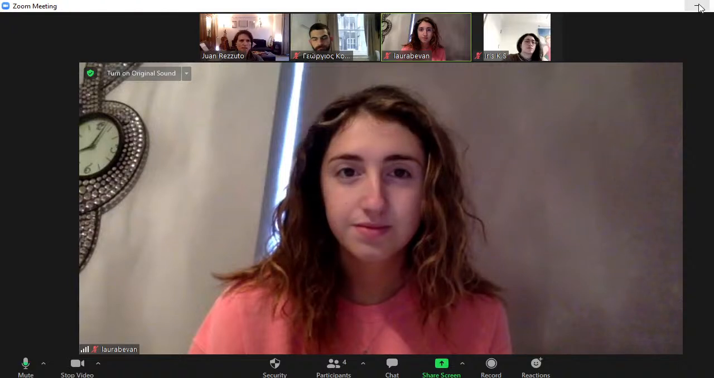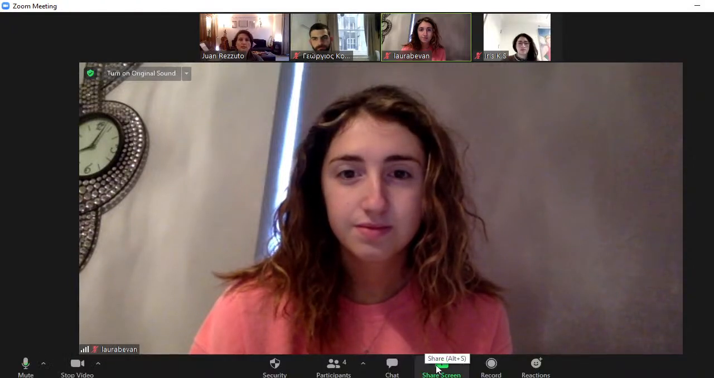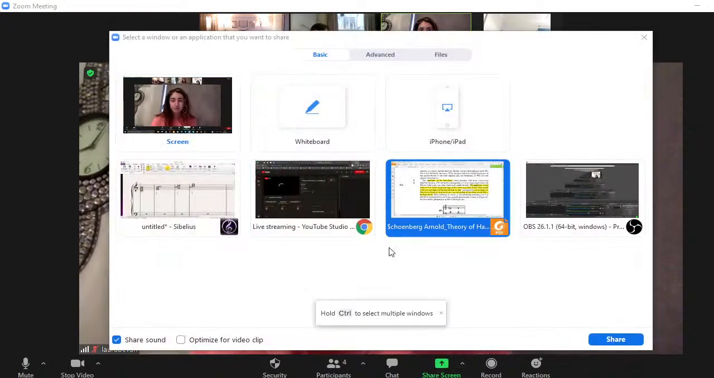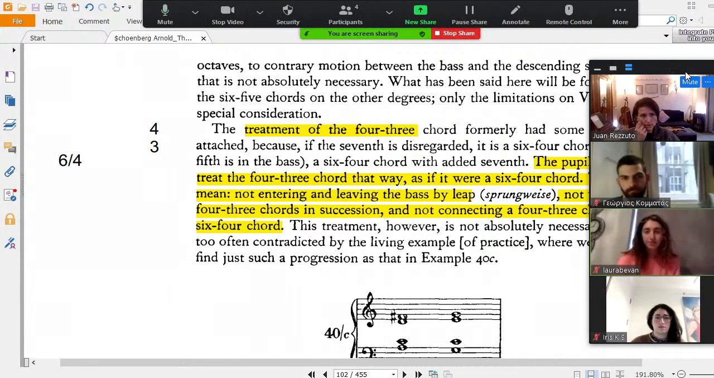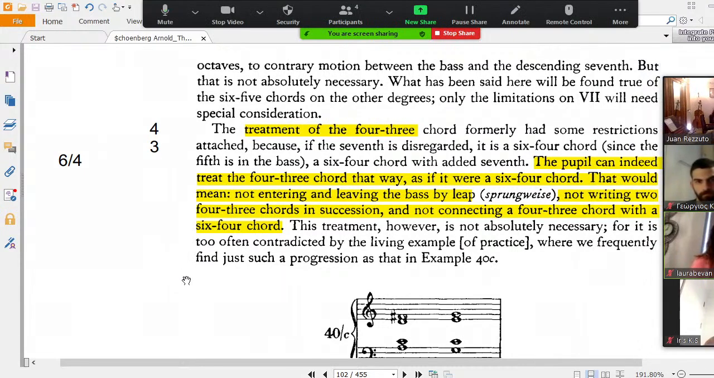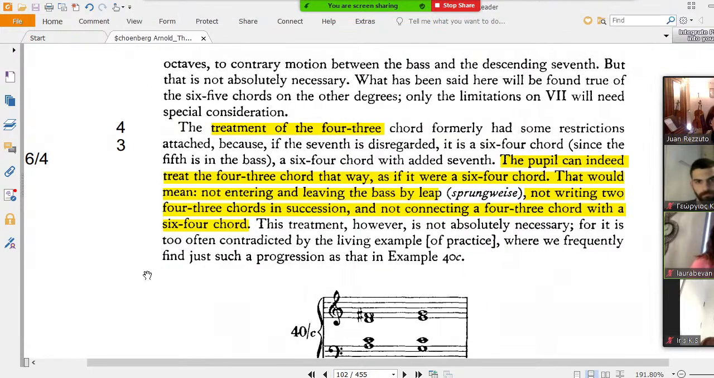Amazing. So let's go to the book of Schoenberg. We're going to be seeing specific cases. It's a very short end of the chapter. Now, the treatment of the 4-3, which inversion is this? Second inversion. Amazing, very good.